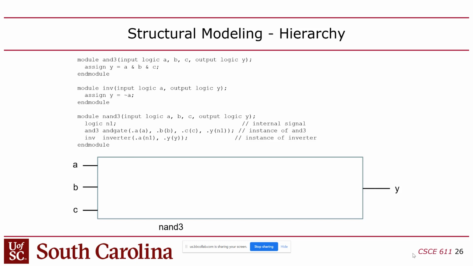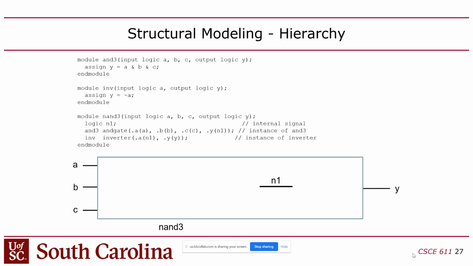So in my NAND3, I'm going to instance an AND gate, and then I'm going to drive the output of that. The output of that's going to be connected to the input of an inverter. And then the inputs to the AND gate will be connected to the top level inputs, and the output of the inverter will be connected to the top level output, right? So what I've created here with this module line is this black box. A, B, and C are my inputs, which are on the left. Y is the output, it's on the right, right? And it's called NAND3, right? And now I can start filling it in.